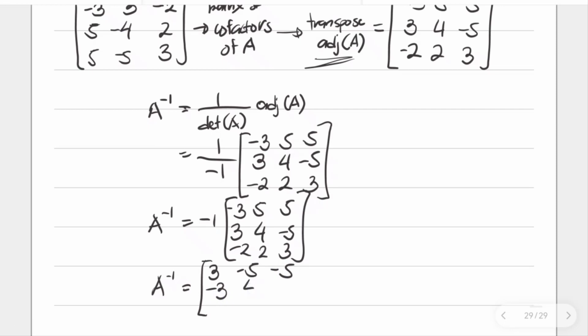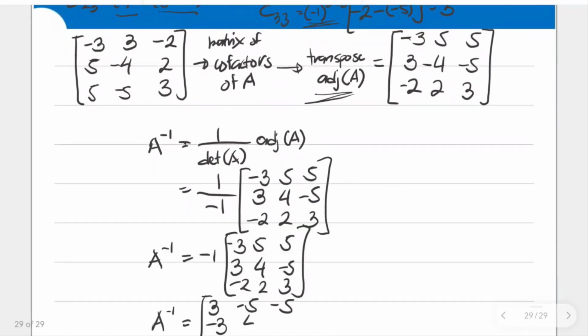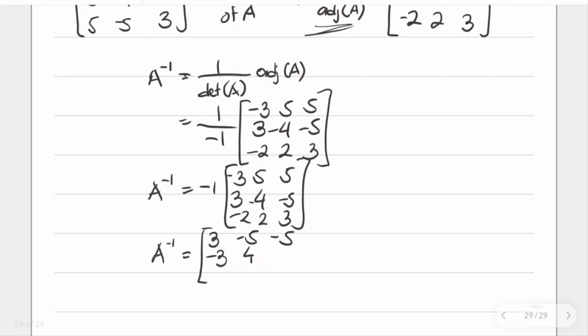Wait, where's the 4? There was negative 4 earlier. We got negative 4, so negative 4 times negative 1, you have positive 4. You have positive 5. And you will have positive 2, negative 2, and negative 3. This is the inverse of the given matrix using its adjoint.